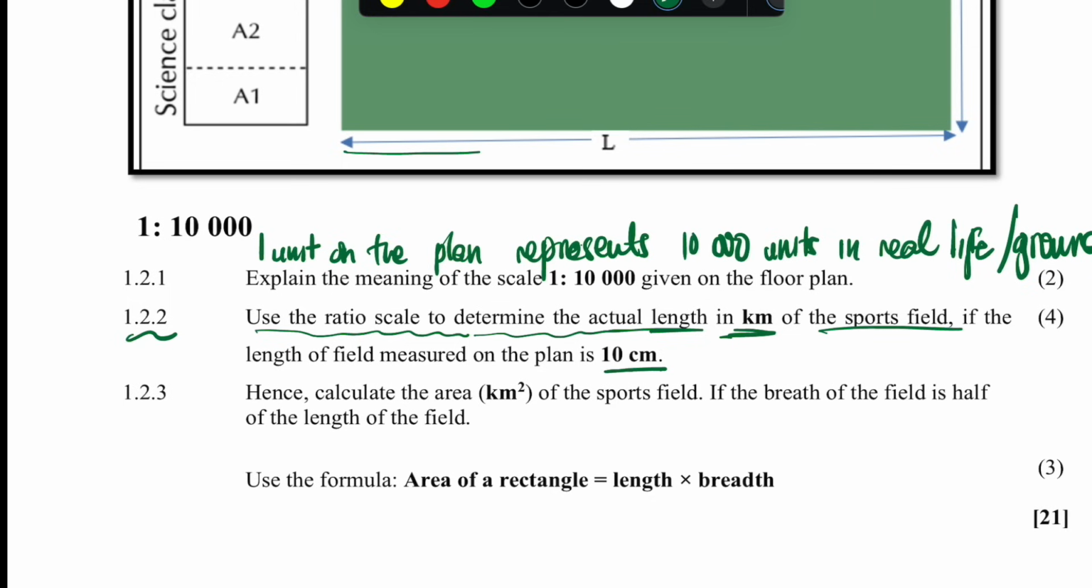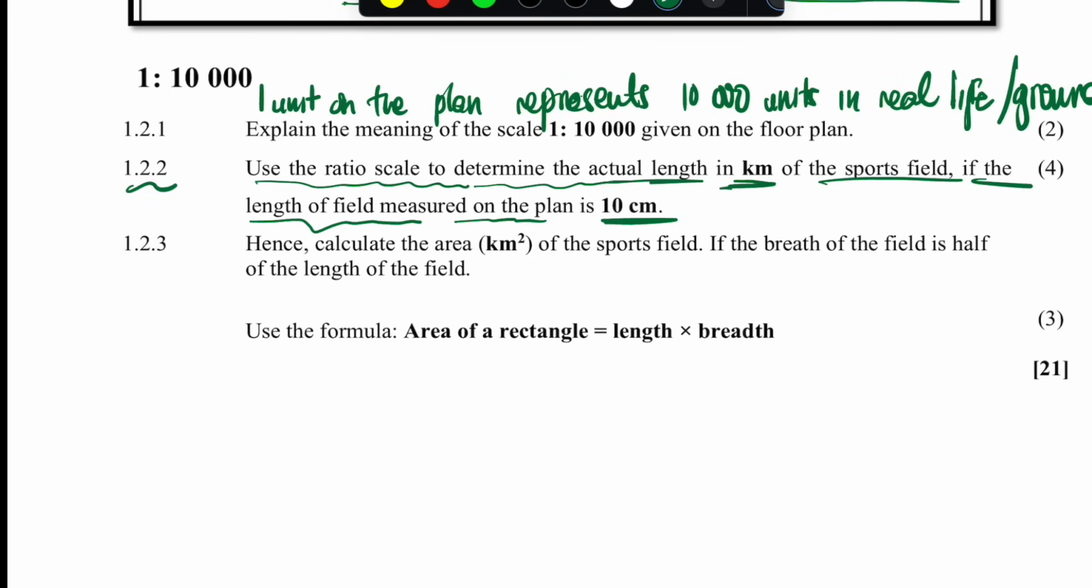1.2.2 it says use the ratio scale to determine the actual length in kilometers of the sport field. So we want this length of the sport field in kilometers, if the length of the field measured on the plan is 10 centimeter. So if you've taken a ruler here, it was measured that this is 10 centimeter, right? We want it in kilometers, the real one.